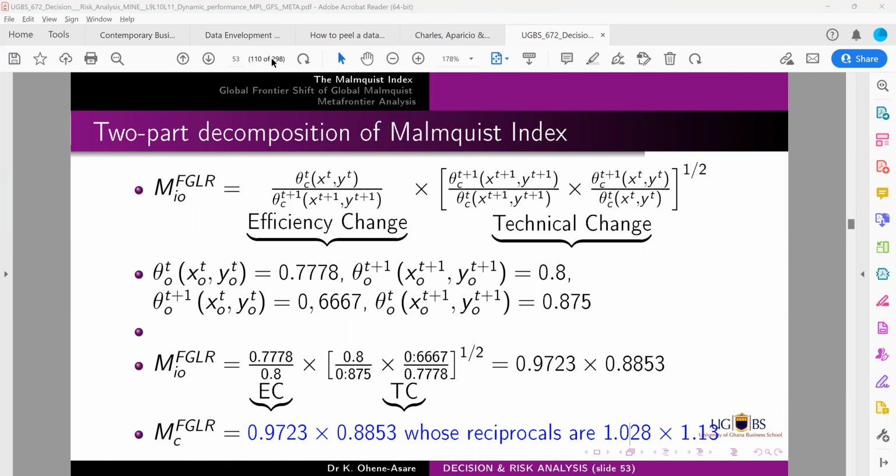Okay, so the 1.028 means that the efficiency change of the firm has improved by 2.8%.